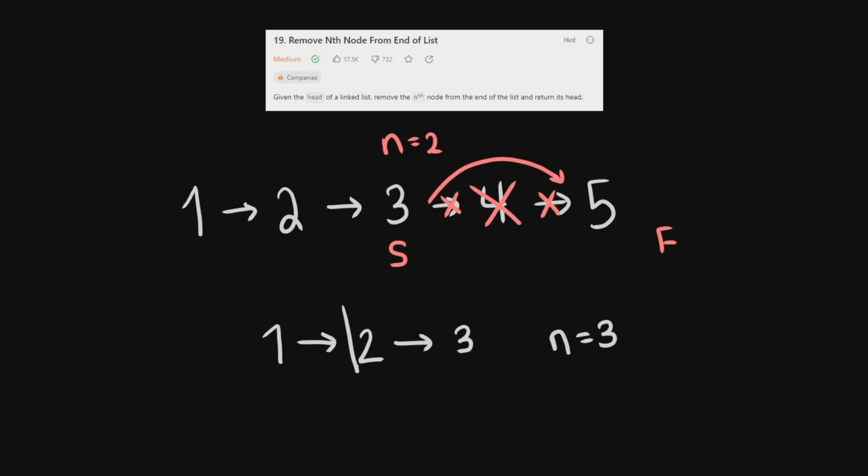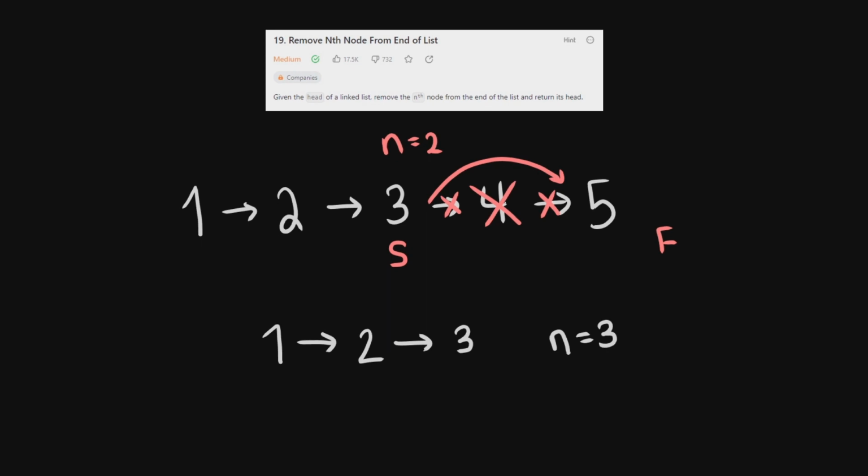The reason we need to account for these edge cases is because if we use this value, the fast pointer is going to be null, and we can't set the slow pointer next value to a valid node.